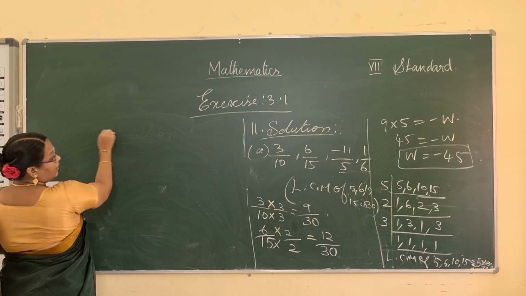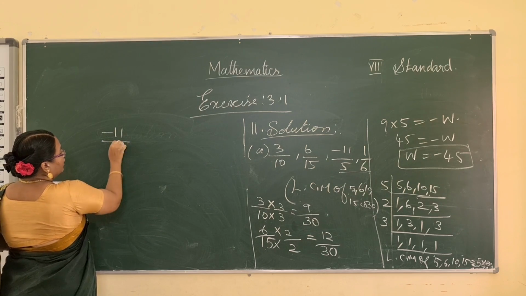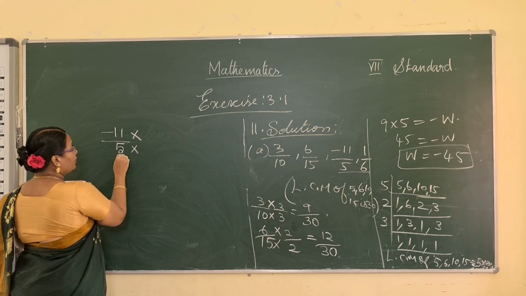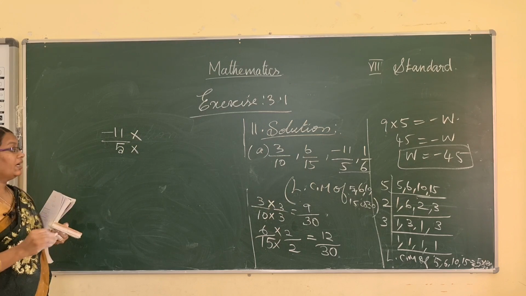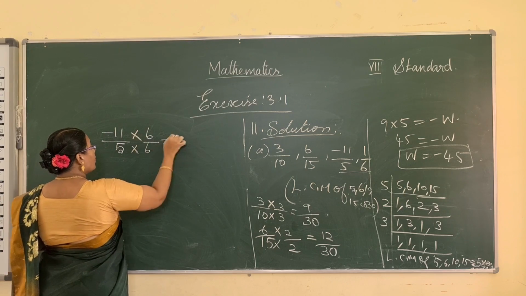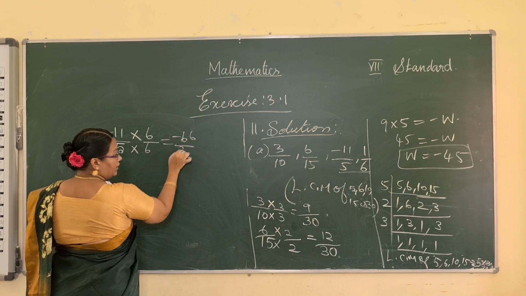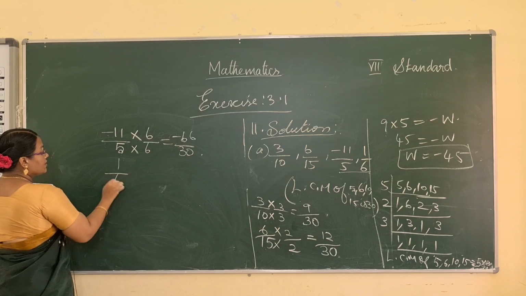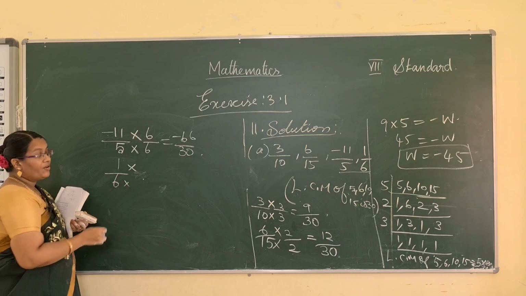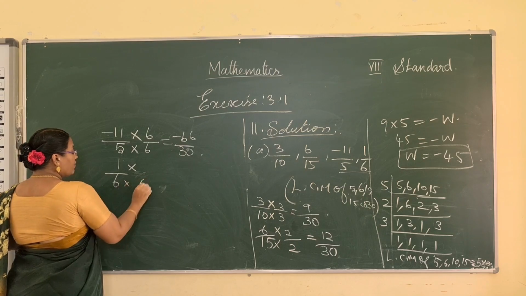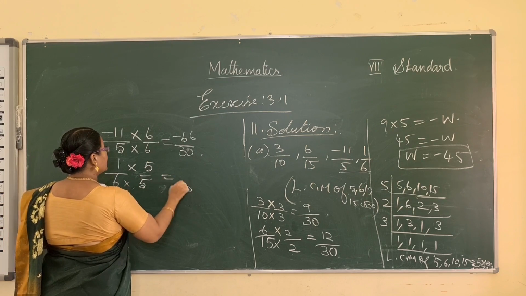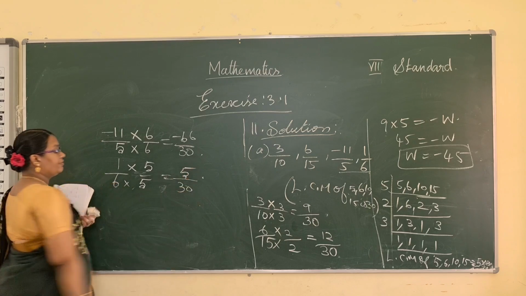And next one, minus 11 by 5 into which number multiplies the denominator of 5 to get the value of 30? The same number multiply the numerator also. So minus 66 by 30. And next one, 1 by 6 into which number multiplies the denominator to get the value of 30? 6 5s are 30. 1 5 is 5.